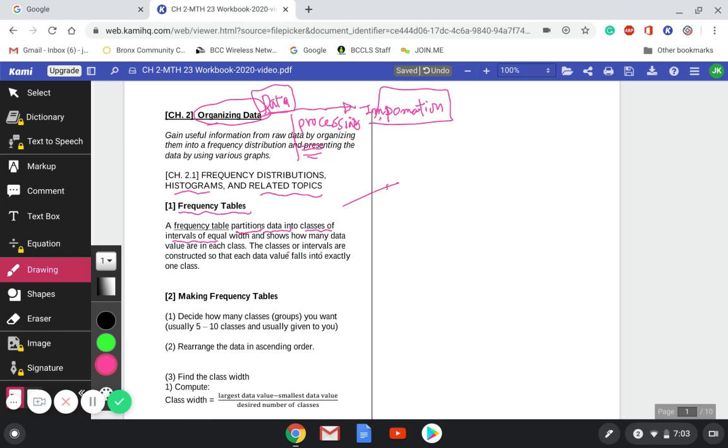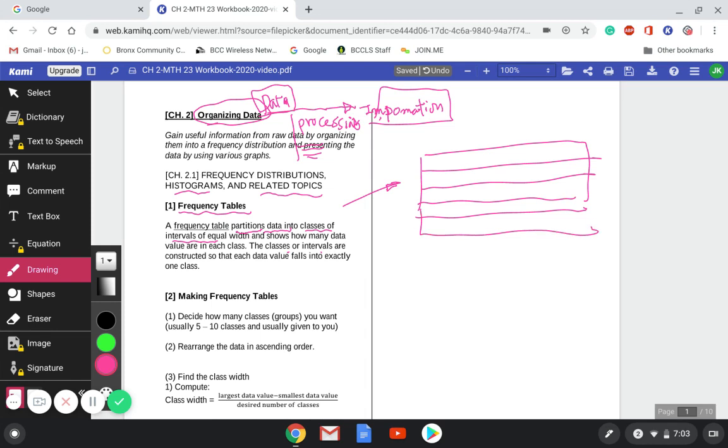So in a table, when you make a frequency table, in this particular case, you have 1, 2, 3, 4, 5. You have 5 classes. So it's almost like you have 5 rows.